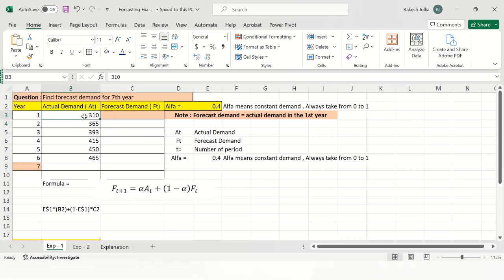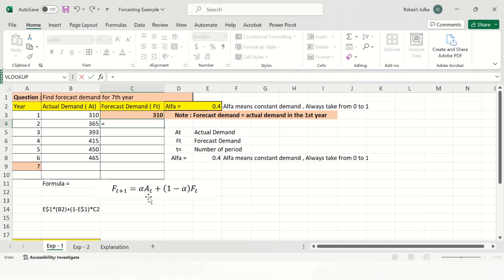So how do we use it for the first year? We know the actual demand is there. We cannot forecast for today's, right? Today we already have it. So what we can do is make this equal to the same, right? 310 is there, and 310 we can find here. Now put an equals sign, alpha times the actual demand. How much alpha is there? I have chosen 0.4 as the alpha. So alpha means a constant and will always be between 0 and 1, as I have just explained. So this is the constant here.